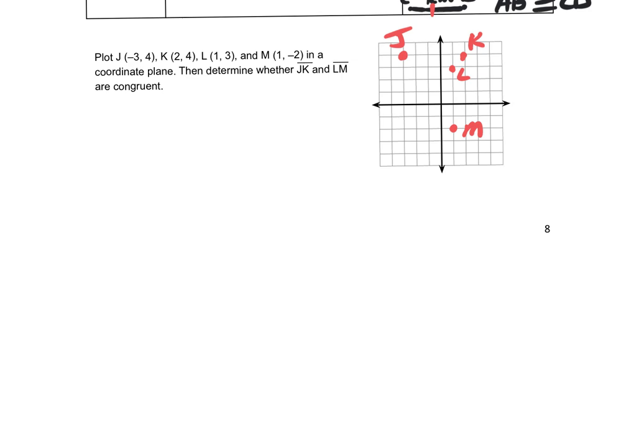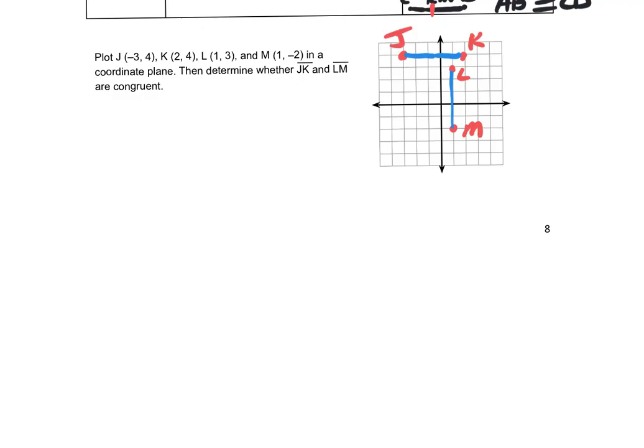Okay, it'd be a good idea to label those points as you're marking them, because the next thing it says is make a segment with JK. So we're going to connect J to K. Make a segment with LM, so connect L to M, and that gives us 2 different segments.